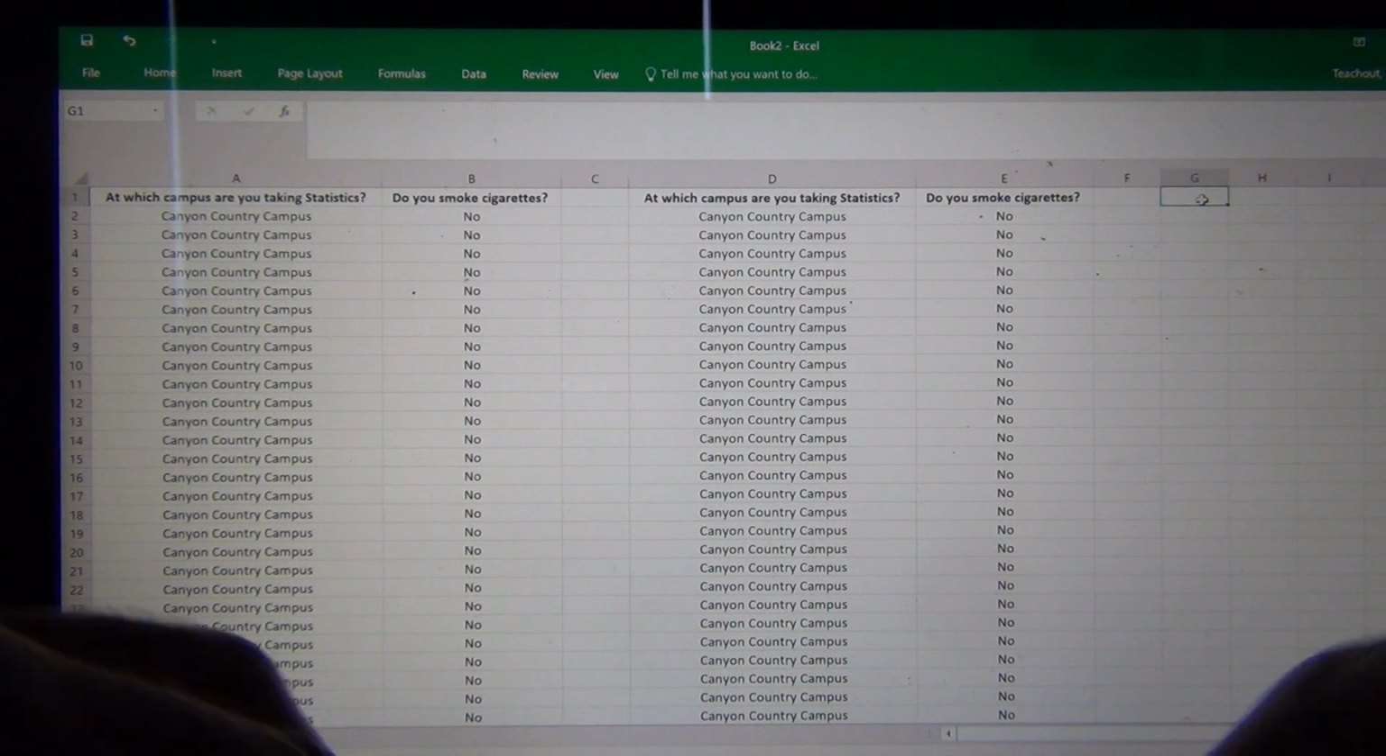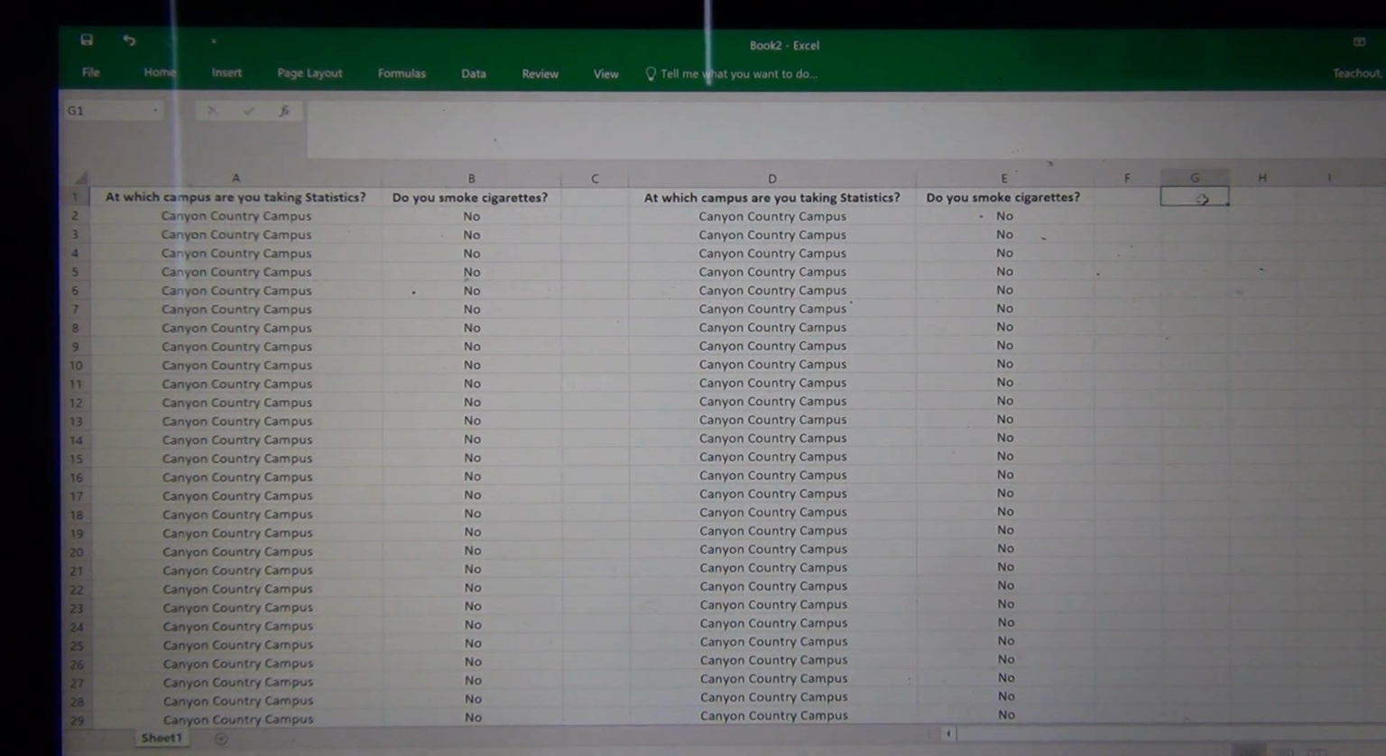So I'm going to have the smoking status for Canyon Country. And I'm going to have a data set that says smoking status for Valencia. Okay, so let's do that.